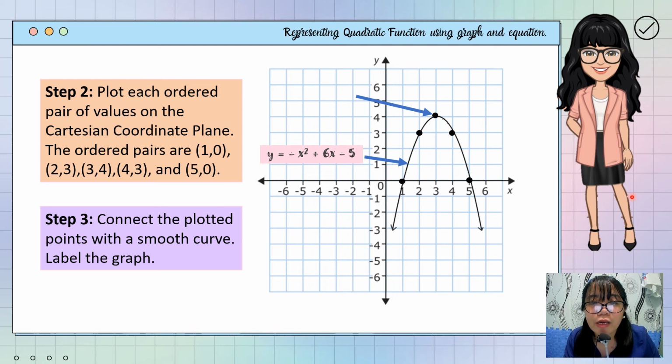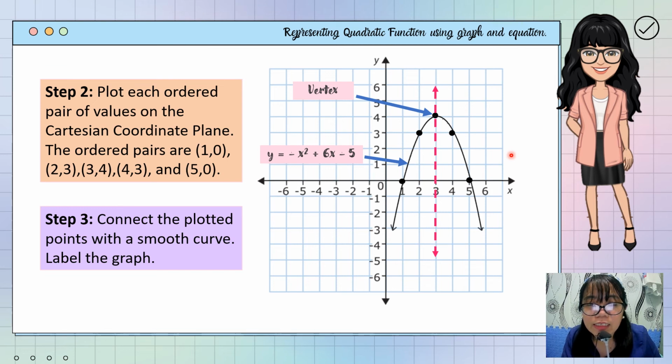This point here, which we say the vertex, is the maximum point for our quadratic function or for the graph of our quadratic function. Since our a is negative, so our quadratic function or our parabola opens downward. And this point here is called the maximum point, and that is the vertex.